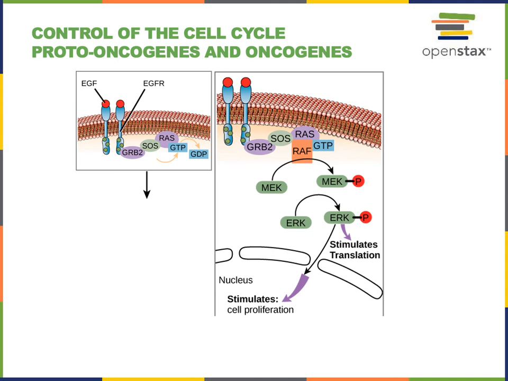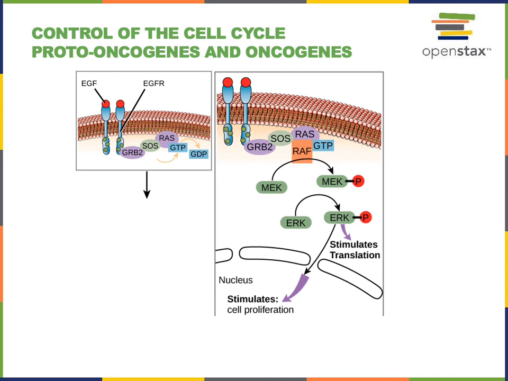So the proteins that normally stimulate the cell cycle to promote growth and speed up the rate of cell division are known as proto-oncogenes. The example that we see here is the epidermal growth factor signaling pathway. Epidermal growth factor is a protein that's released by cells in order to stimulate growth. Epidermal growth factor will bind to a receptor that's an integral membrane protein embedded in the plasma membrane.